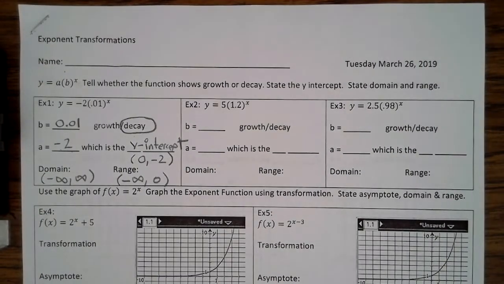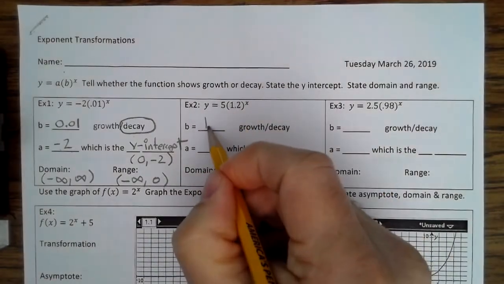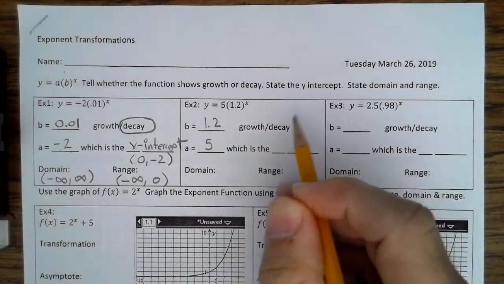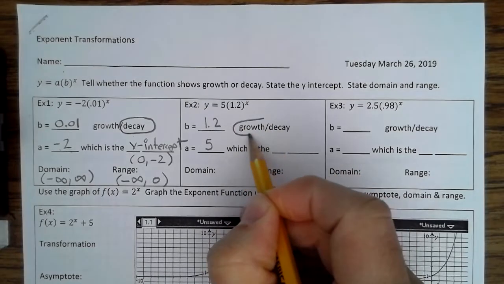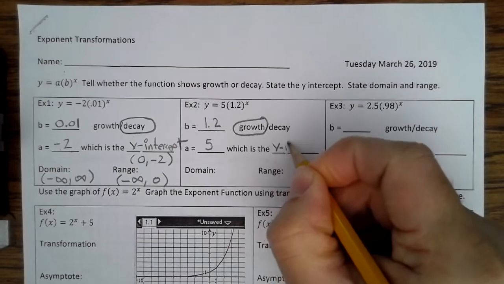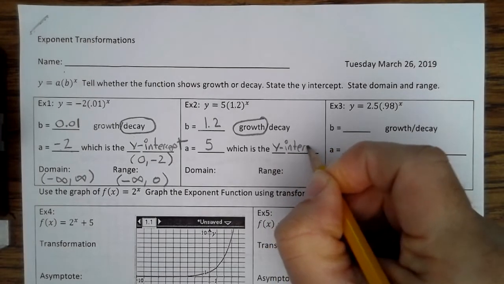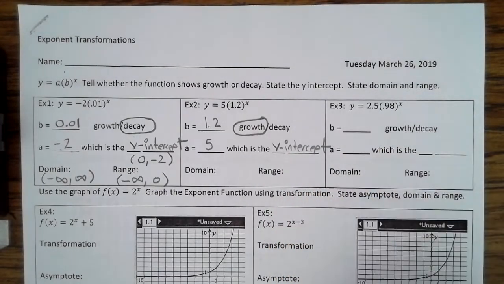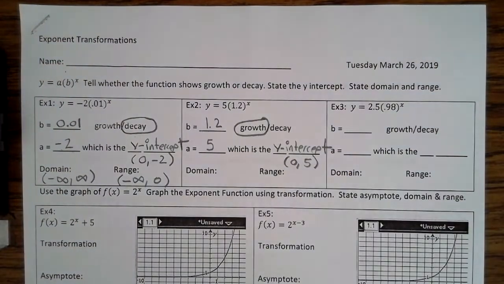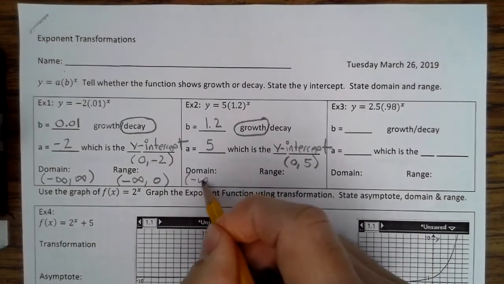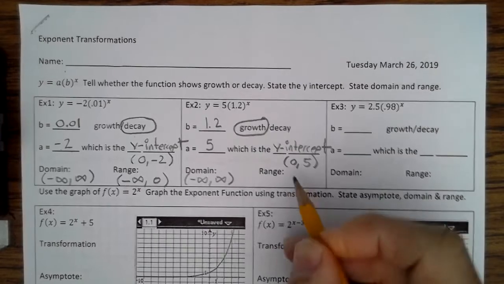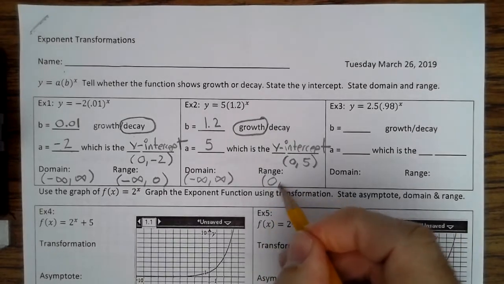All right, example number 2. The b value is within the parentheses, so 1.2. The a is in front of the parentheses, so 5. The a value is positive, so it's growth. The a value is the y-intercept, so the y-intercept is (0, 5). Domain is negative infinity to positive infinity. Range would be from 0 to infinity.